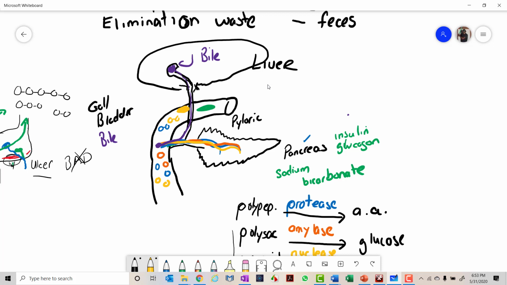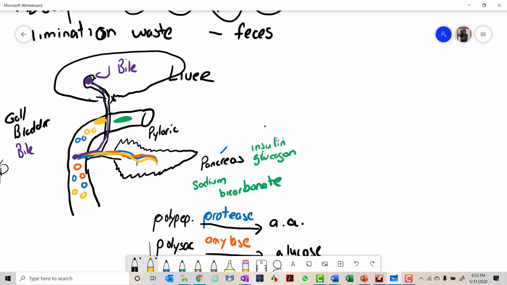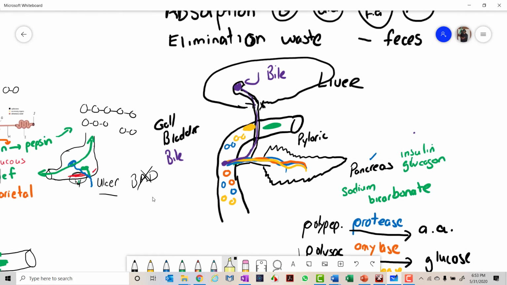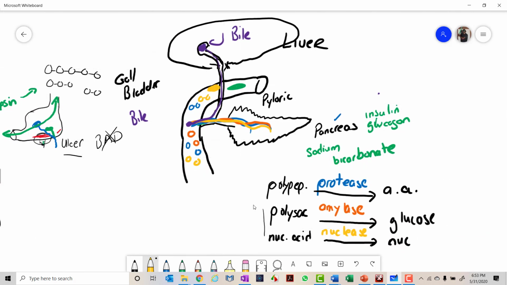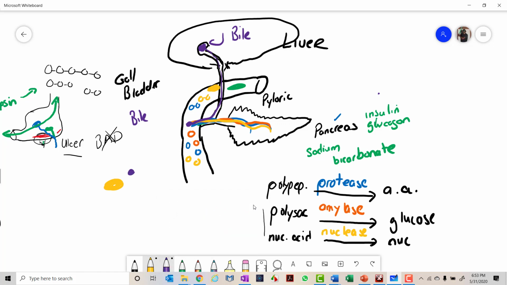Okay, so let's just go to a different section of the page here. I guess I'll go over here. Let me just erase this. Okay, let's just go down here. All right, so the bile. So here's your big fat globule. And the bile, they're like little tiny salts.